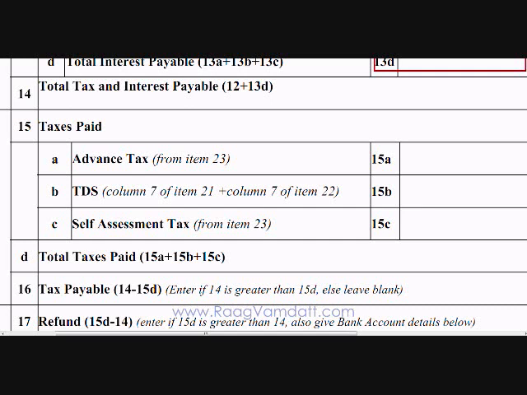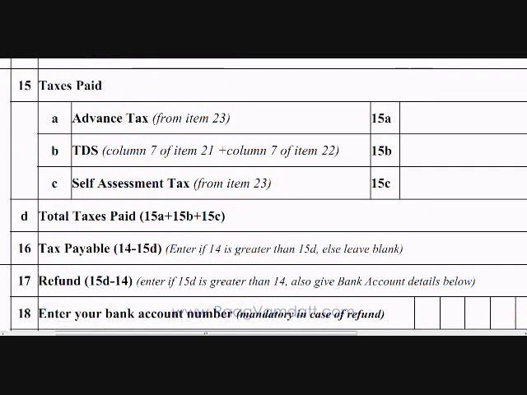Now we come to the section where we mention the taxes already paid by us. If you have paid any advance tax, put the amount in box 15A. Add up the tax deducted at source or TDS for all your income and put it in box 15B. This means that you have to add up your TDS from different Form 16s and Form 16As and put it here.